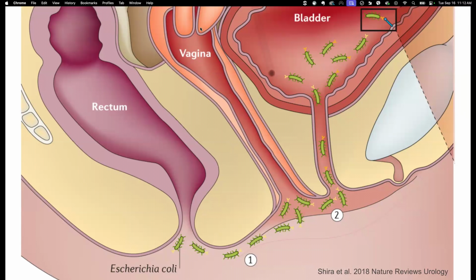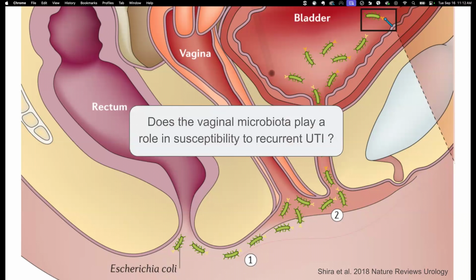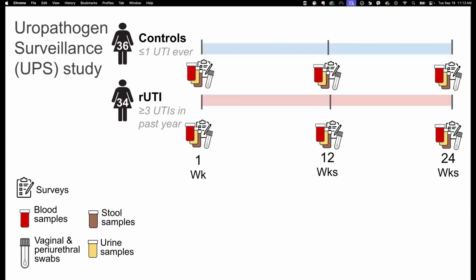However, that work aside, we also have a great interest in this organ that you see in the middle, the vagina. It's thought to also be a reservoir for uropathogens. And we have a number of questions focused on whether this organ with its microbes may also have a role in setting up susceptibility to rUTI. And so really that's the subject of the work I'm going to be telling you about today. So we're trying to understand whether the vaginal microbiota in particular play a role in susceptibility to recurrent UTI.